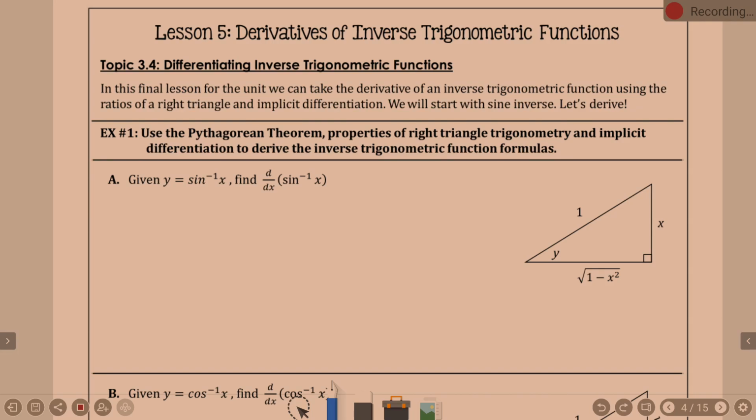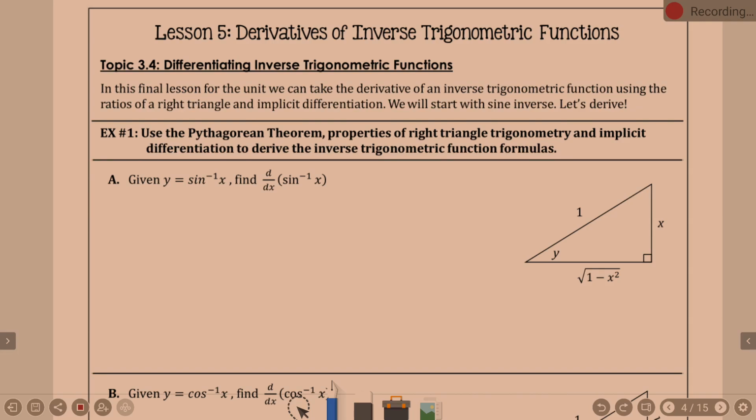We're going to talk about derivatives of inverse trig functions and we're going to do this first off using the ratios of a right triangle and implicit differentiation. Once we have this, we'll have the rules, but this is looking at the connections. It asks us to use the Pythagorean theorem, properties of right triangle trigonometry, and implicit differentiation to derive the inverse trig function formulas. So, given the equation y equals sine inverse of x, they're asking us to find the derivative of sine inverse x.